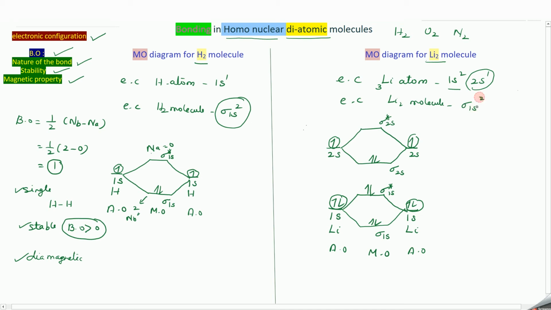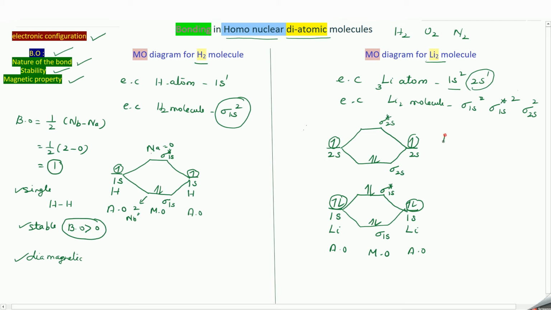Then next we have sigma star 1s2, and then you have sigma 2s2. So we have only these 3 molecular orbitals and there is no electron in sigma star 2s. So you need not write it.